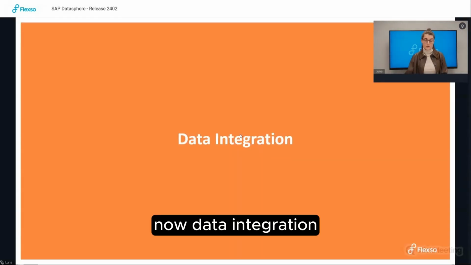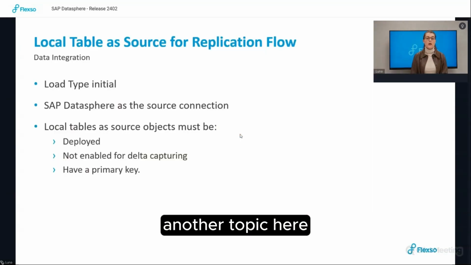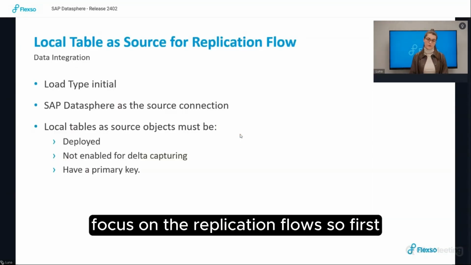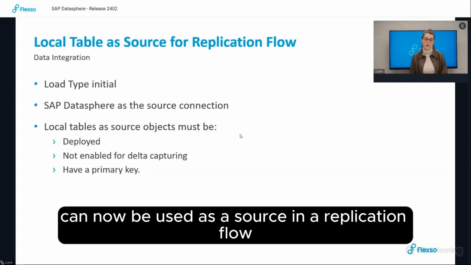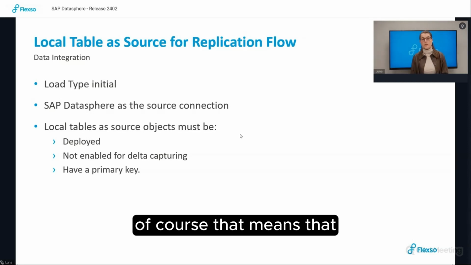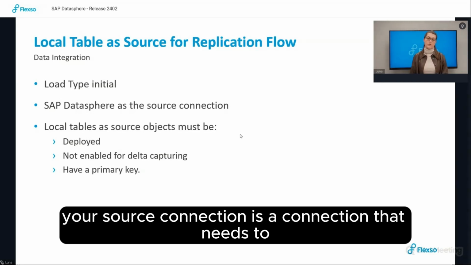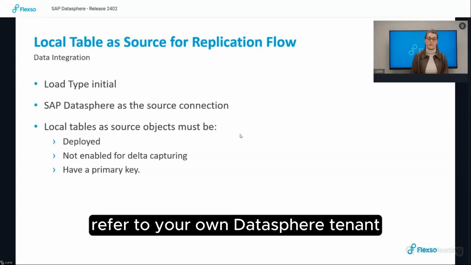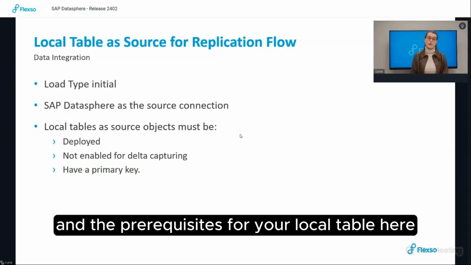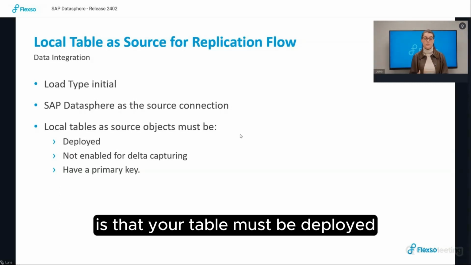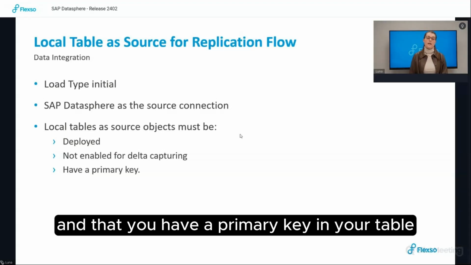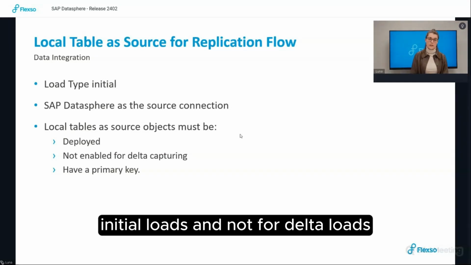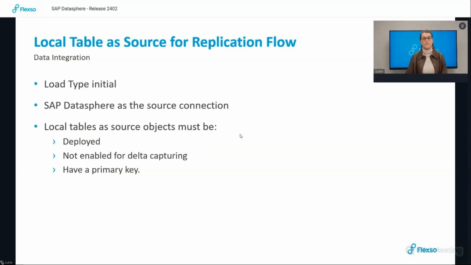Now, data integration, another topic here. First we will focus on the replication flows. Local tables can now be used as a source in your replication flow. Of course, that means that your source connection needs to refer to your own Datasphere tenant. The prerequisites for your local table here are that your table must be deployed, that it is not enabled for delta capturing, and that you have a primary key in your table. So again, it's for initial loads and not for delta loads.